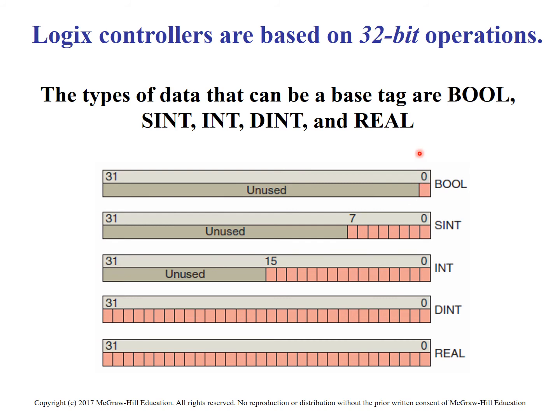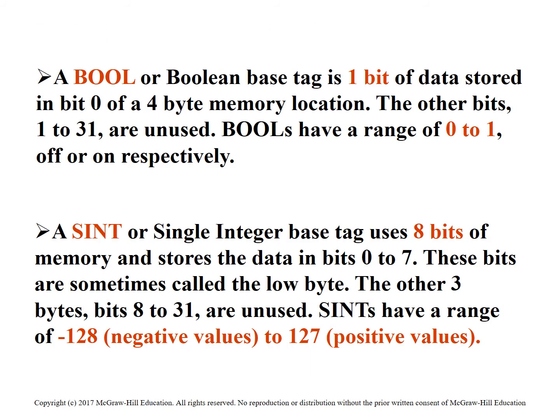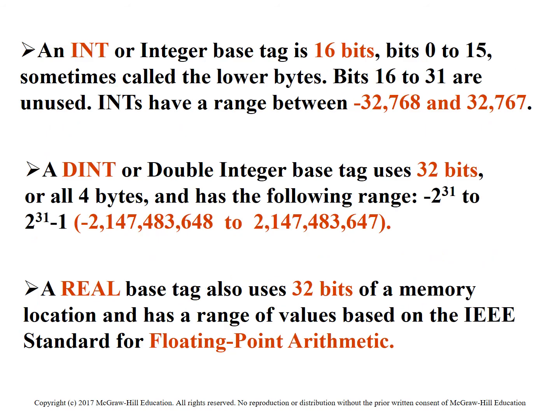Even in Boolean, you'll see, and we'll go into that a little bit in lab, if you put a 1 in the string length of Boolean, it comes back with 32 bits. So we'll be getting into that in lab. So a Boolean is, again, 0 or 1, and you've got other bits 0 to 31. Single integer is 8 bits. Integer is 16 bits. Double integer is 32 bits, and then the real is 32 bits as well.